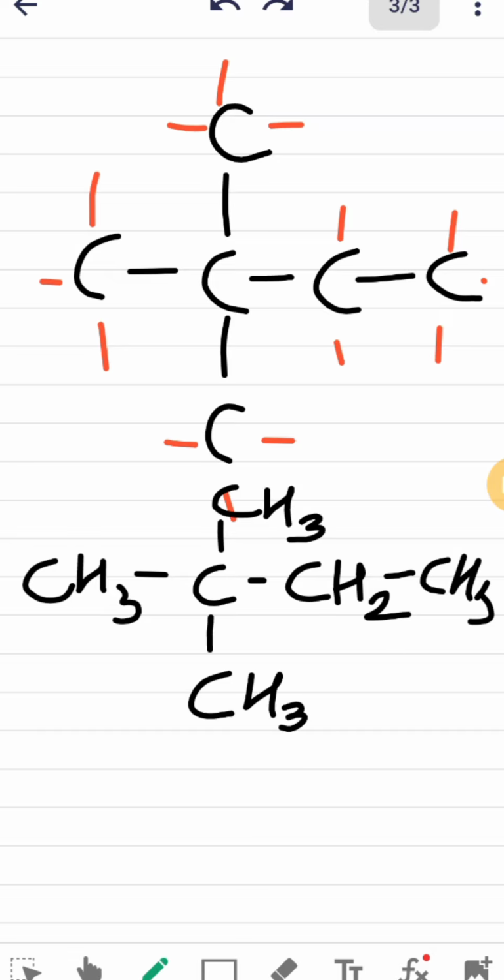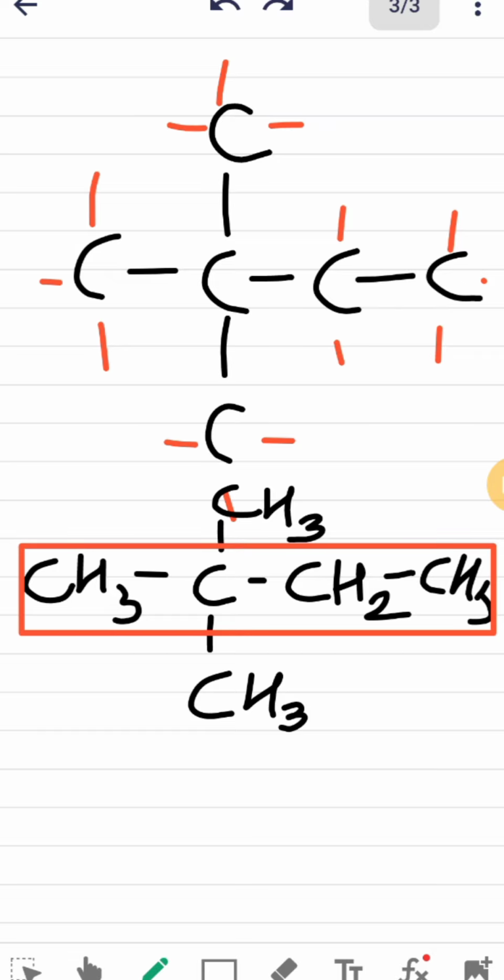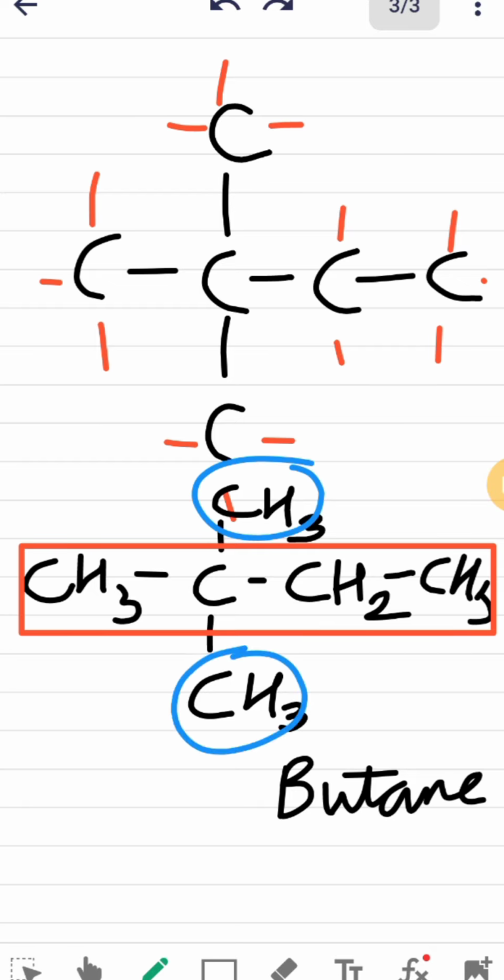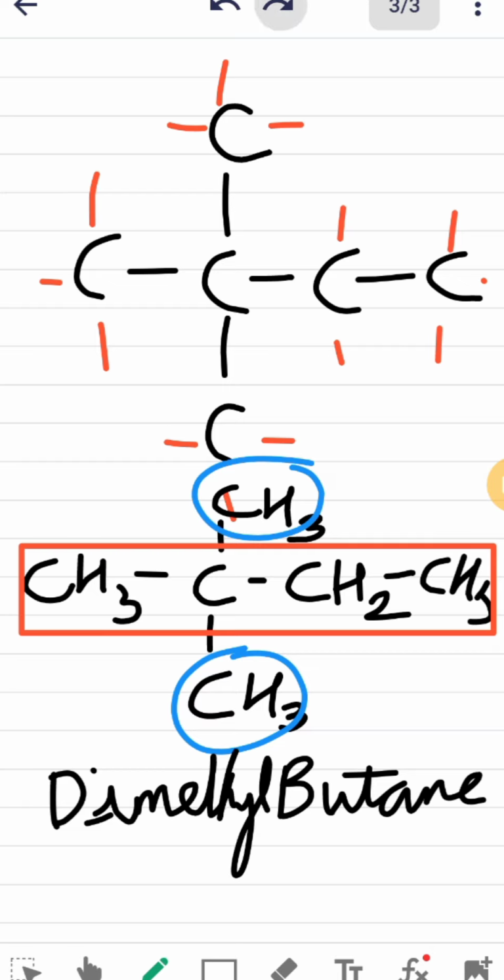Again, here the parent chain consists of 4 carbon atoms, so the name is butane. There are 2 methyl groups, so you will have dimethyl as a prefix. Now if you check the numbering of the carbon atoms, start numbering from either side and you get that the lowest number is 2. Always assign the lowest number for the alkyl group. So the lowest number is 2, and here there are 2 methyl groups, and hence the name becomes 2,2-dimethylbutane.